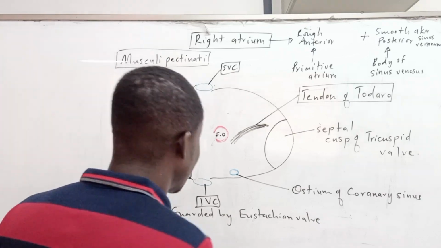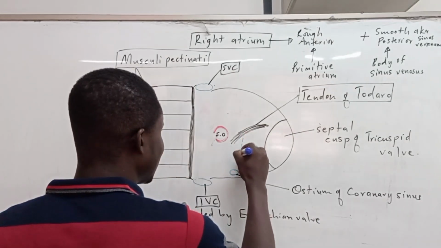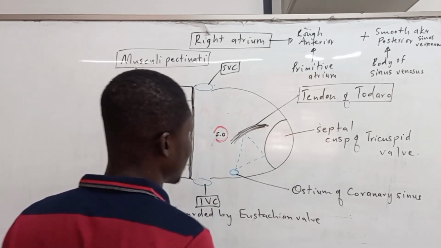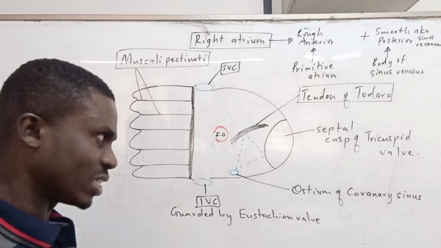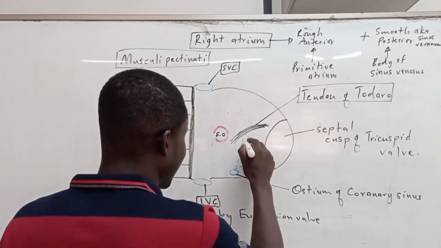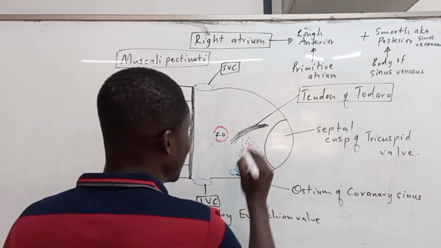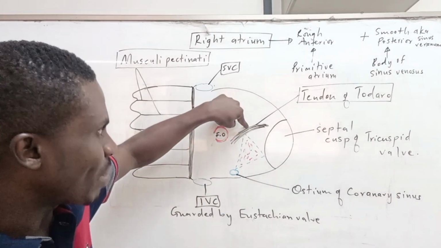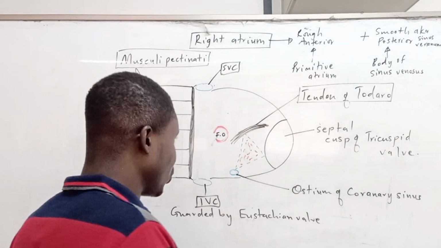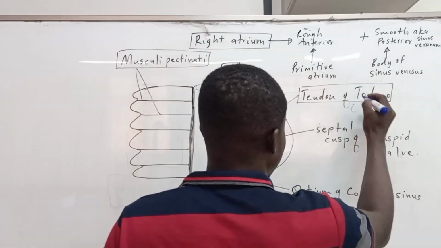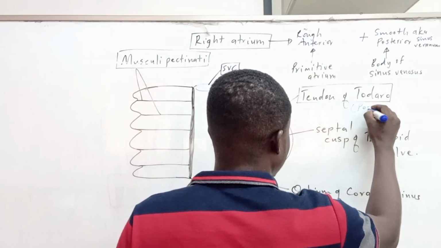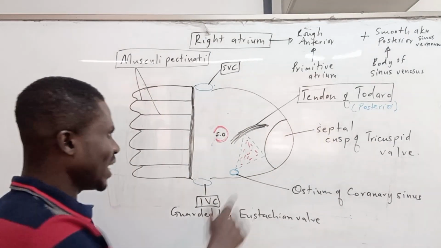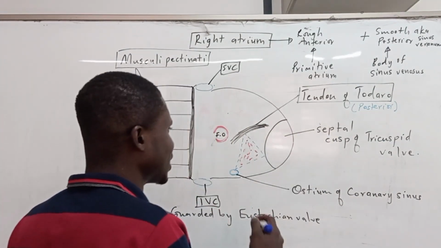Now, arbitrarily, we see that there's a triangular region, which, let me say, this area, this is the region. It is bounded posteriorly by this tendon of Todaro. So I want you to know the boundary: the tendon of Todaro will be posterior. But anteriorly, by this structure over here, which we are calling the septal cusp.